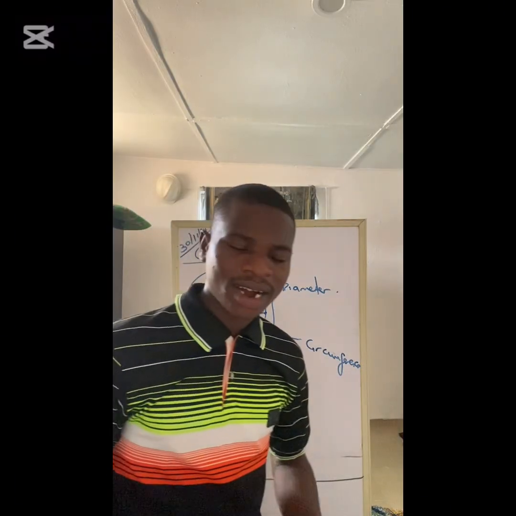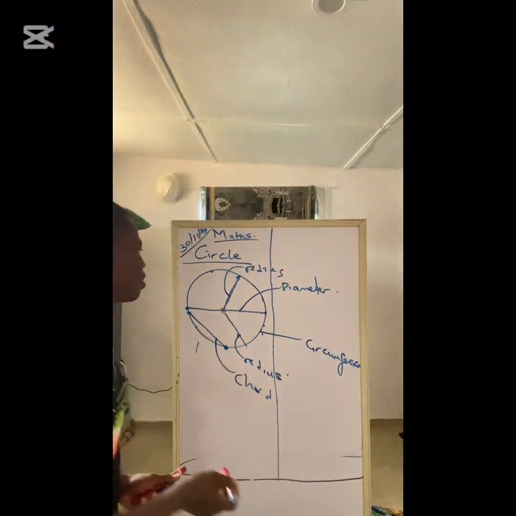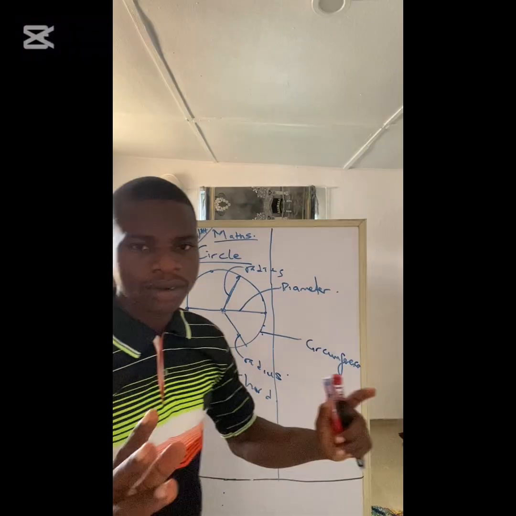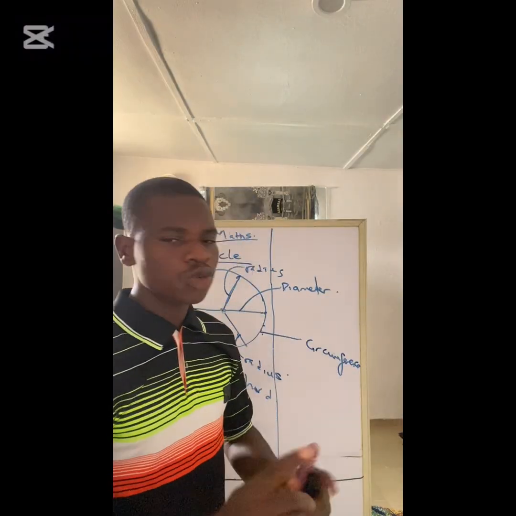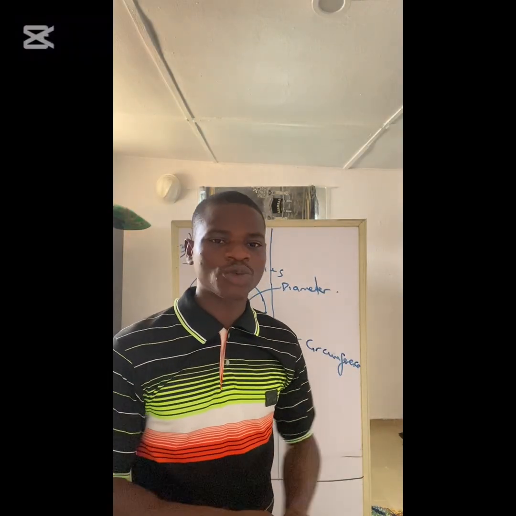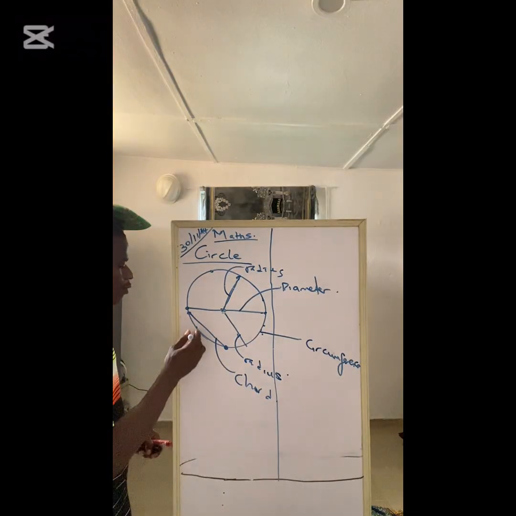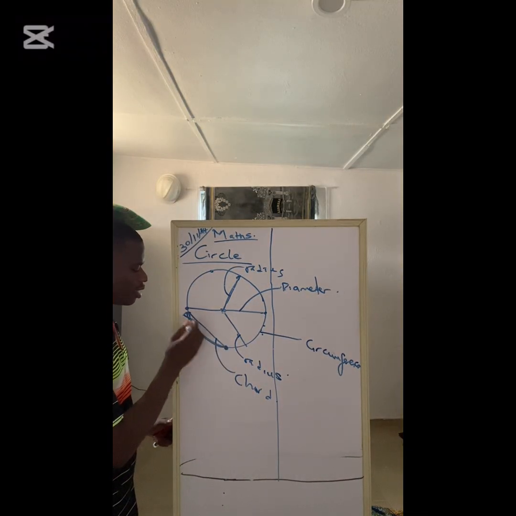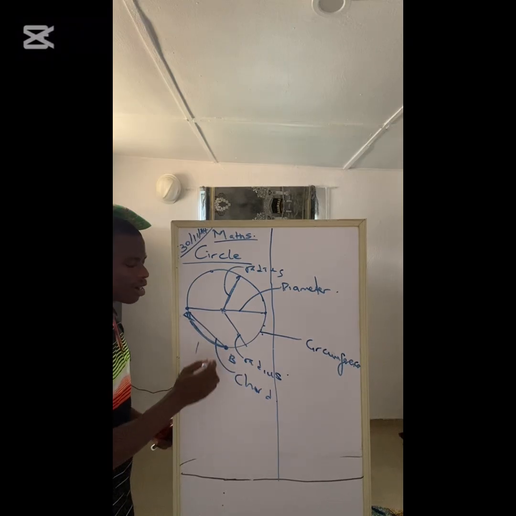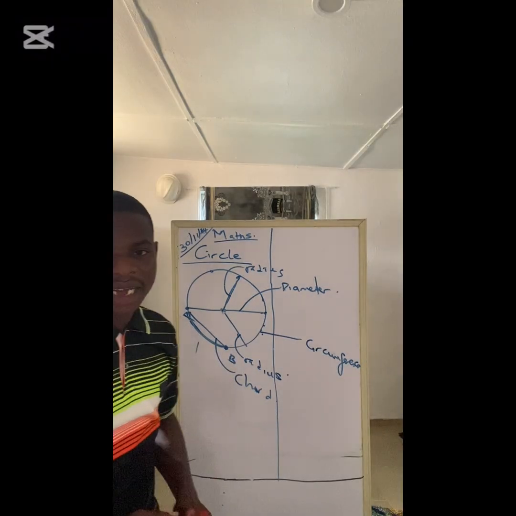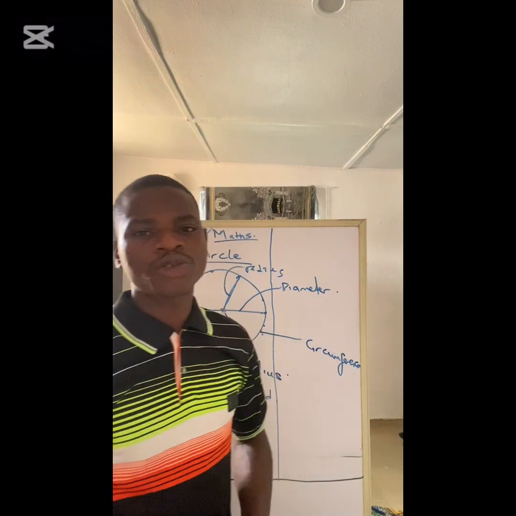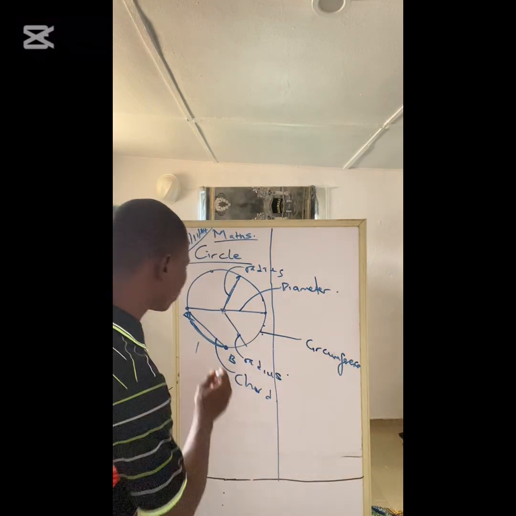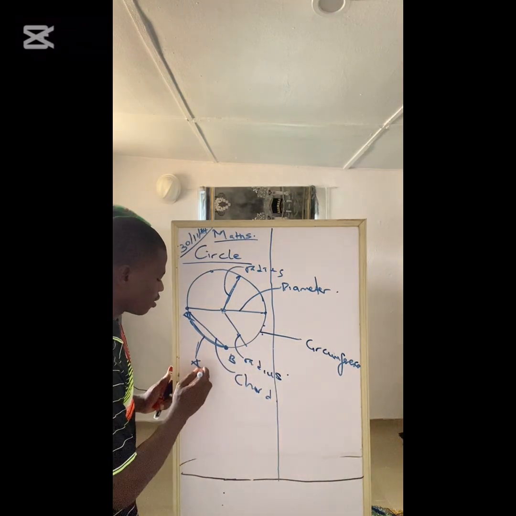Then we have an arc. An arc is a part of the circle. What we use to bisect the circle is what we call an arc. For instance, from this point A to this point B is an arc. So we have an arc.